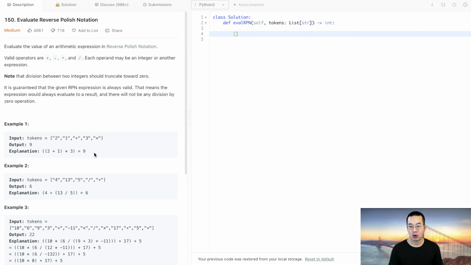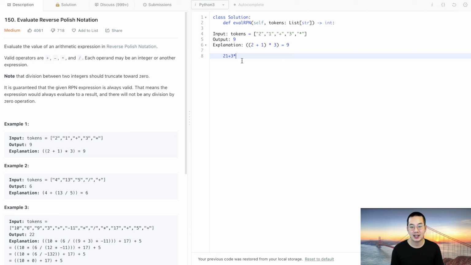What we see here is that we have 2, 1, and then an addition sign, and then we have a 3, and then a multiplication sign. With reverse Polish notation, we take the 2 plus the 1, the operator that happens first. That creates the situation where we have 3 times 3, which is equal to 9, and that's why we have our solution as 9.